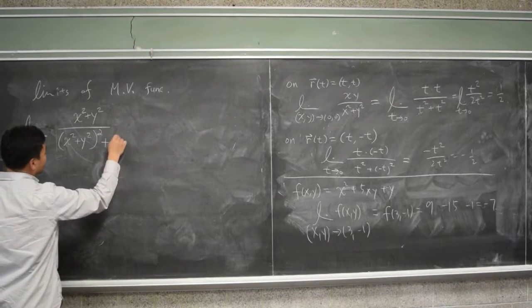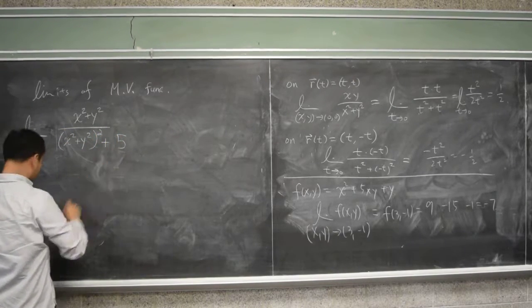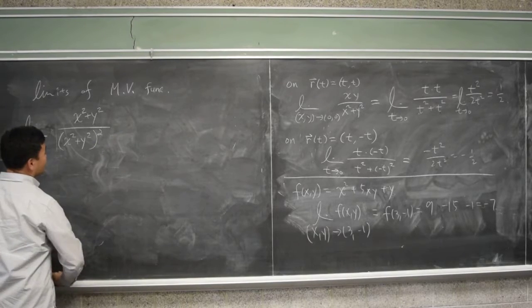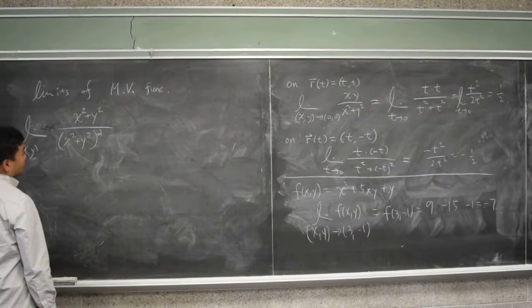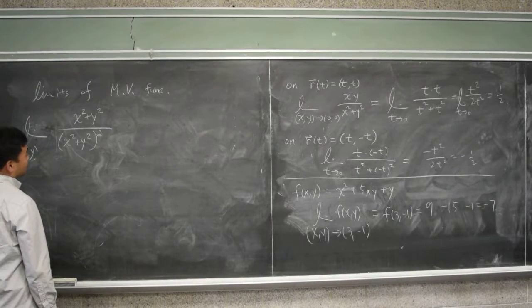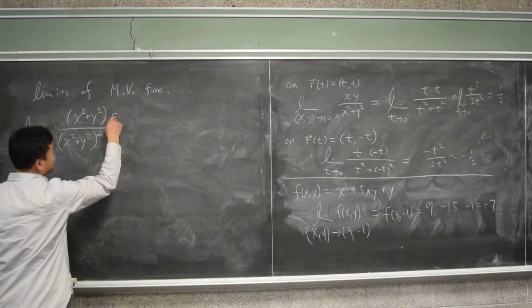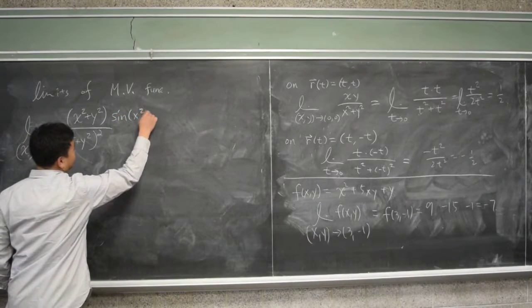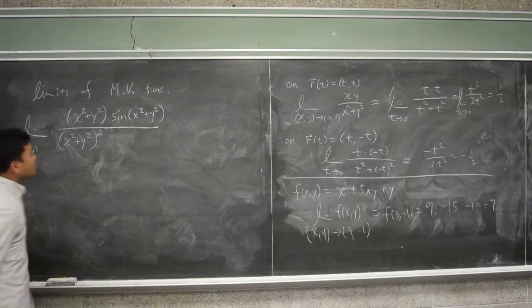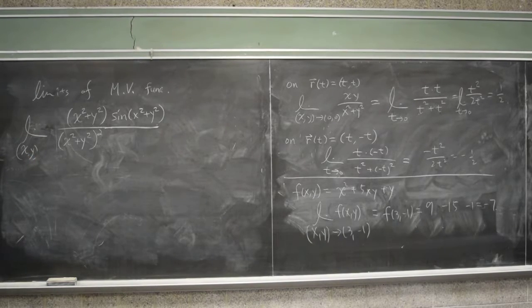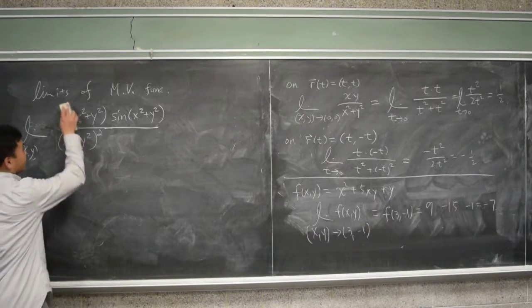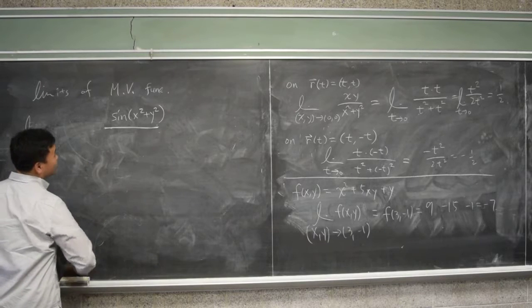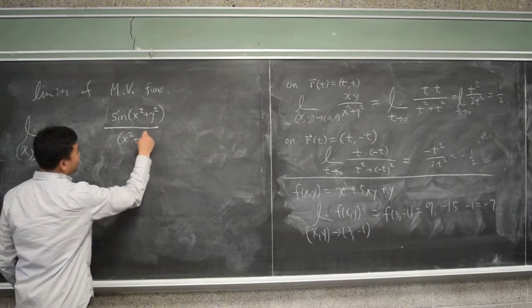squared plus 5. No, I can't do that. Sorry. I should put it. Okay, let's put it here. Suppose I have. Well, that doesn't make any sense either, but. All right, so let's do this. That's a good one. All right.